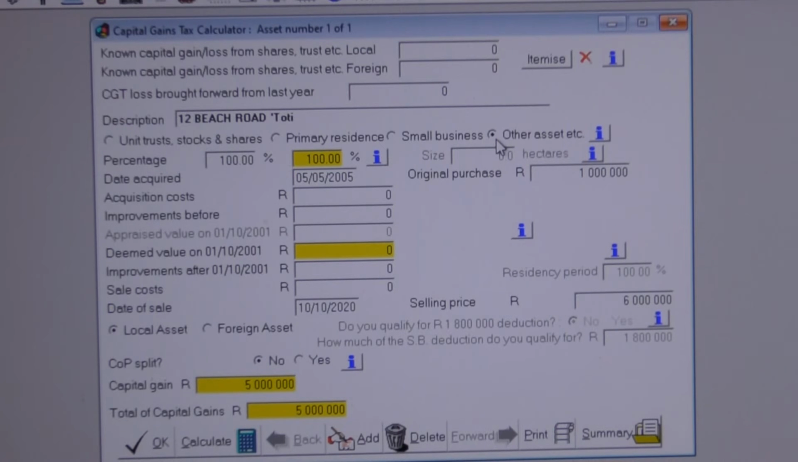Okay, here we have another asset, and we see in this example that we bought this asset in 2005 for R1 million and sold it recently for 6 million. So our profit was 5 million rand. What if this had been a primary residence?